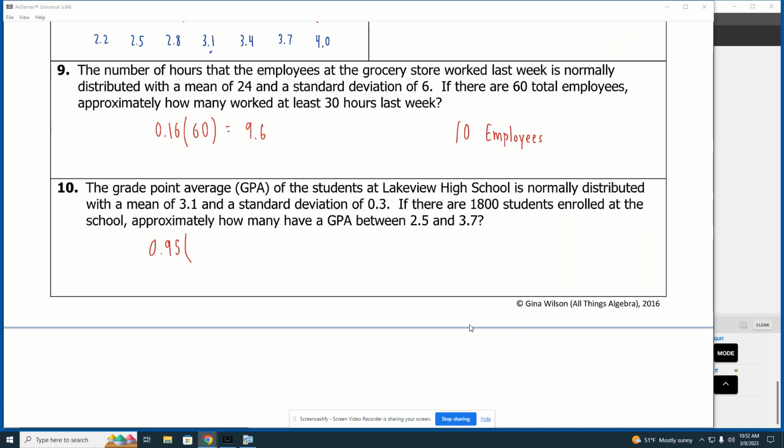So I'm going to take 95% and multiply it by my total number of students. And that was what? So 95% of 1,800 students is going to tell me that I have approximately how many? I have approximately 1,710 students who have a GPA between 2.5 and 3.7. That's what we just answered.